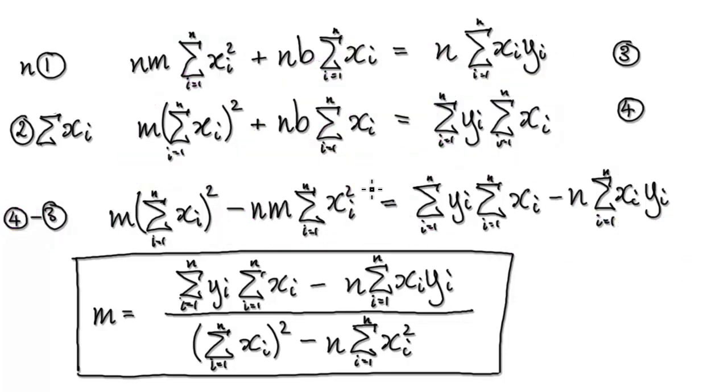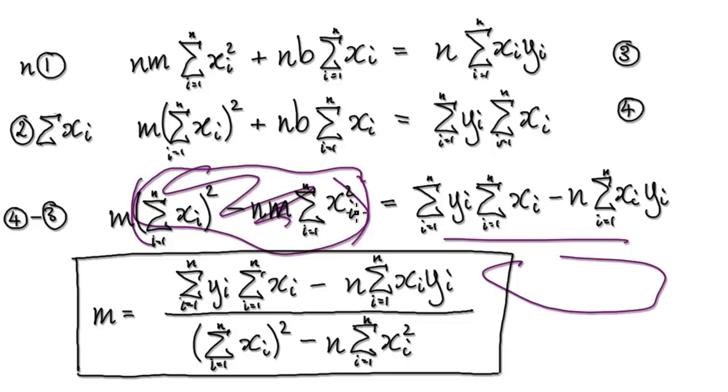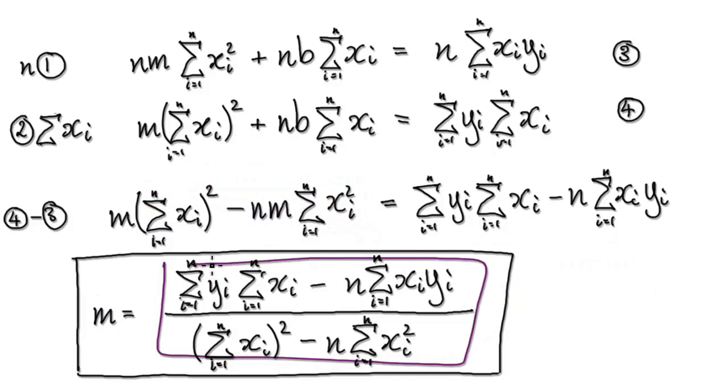So now it's just a matter of getting m on its own. So m is in common, factor out the m. So factor out the m, that will then give you something like this, and then divide everything by this. So divide everything by that thing there. So this thing here disappears. So m equals this thing here. So now we've got the gradient. The gradient's given by this.